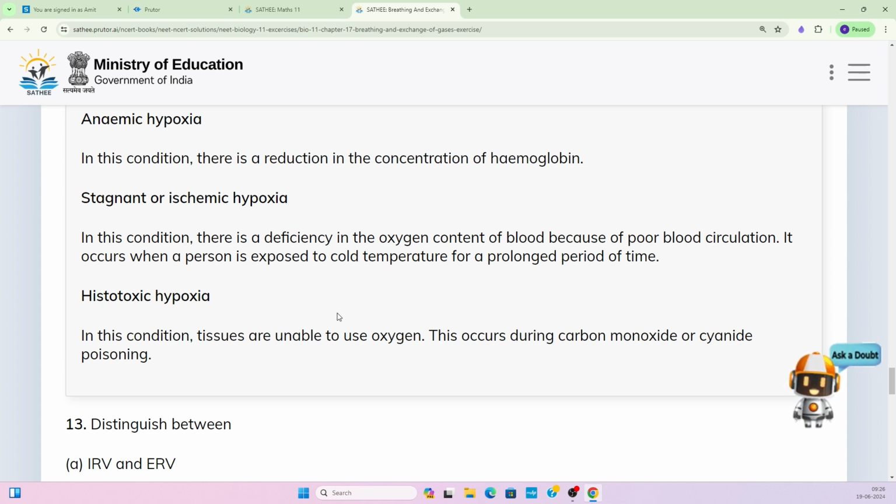The tissues are not able to take the oxygen, and this occurs during carbon monoxide or cyanide poisoning. Okay, cyanide poisoning or carbon monoxide. So that is histotoxic hypoxia.